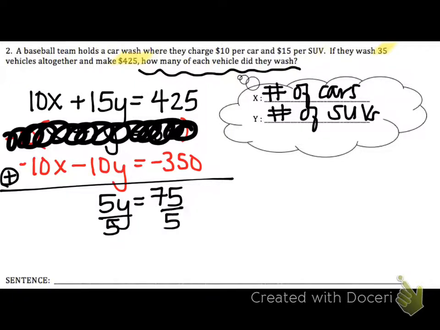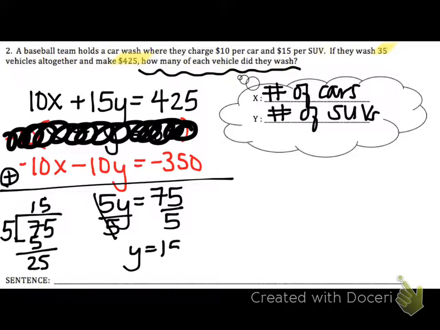Divide by 5s. Many of you probably have to do long division for this. Maybe, maybe not. I don't, but I will show you just to review. It is 15. What did y represent? 15 what's? 15, go to the right side, 15 SUVs. Now, I could plug this back into one of those really complicated equations, but I want to remind you what the equation was underneath here.